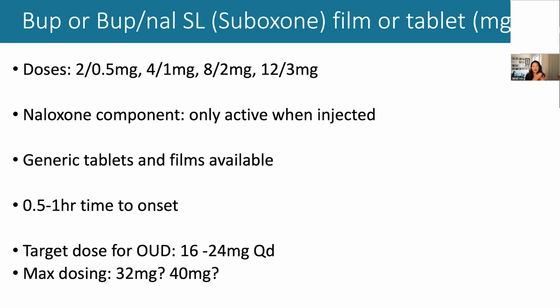So just so that you know, if your patient's already on 24, it doesn't mean that you can't push the buprenorphine a little bit more at a higher dose.